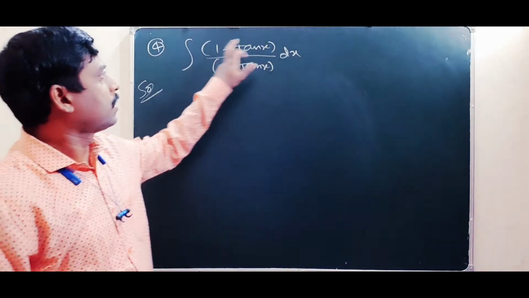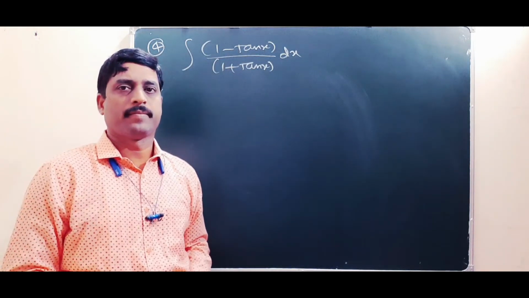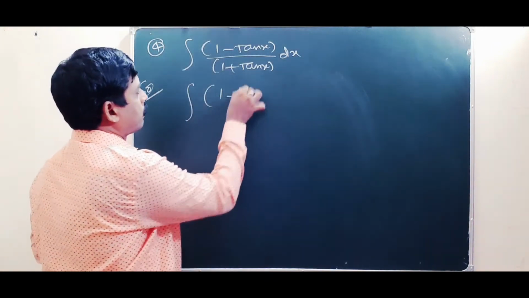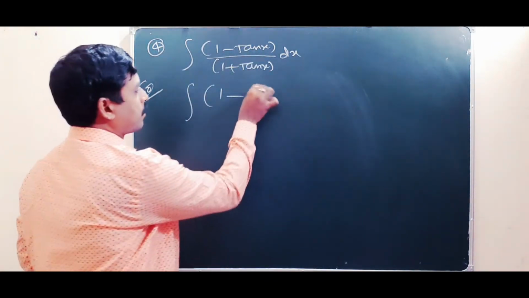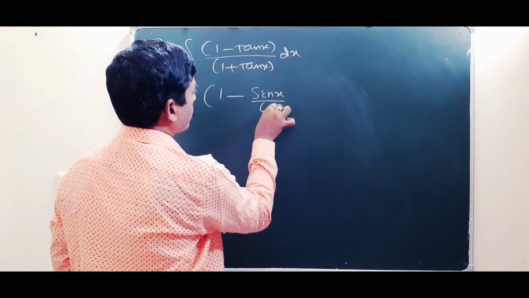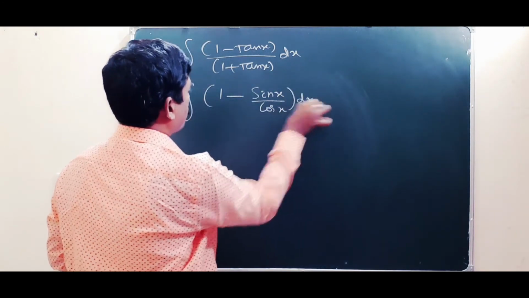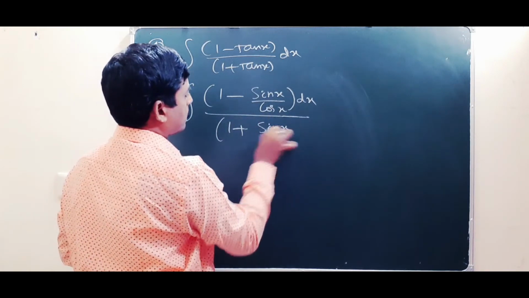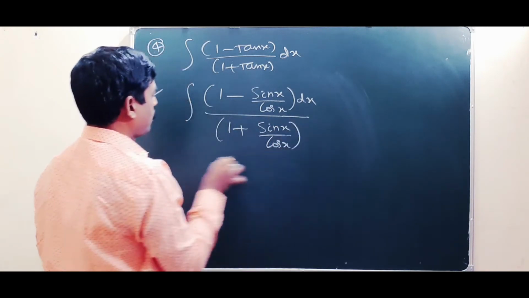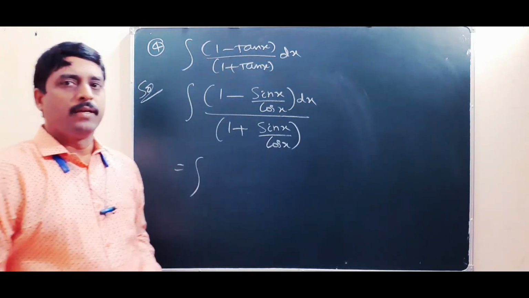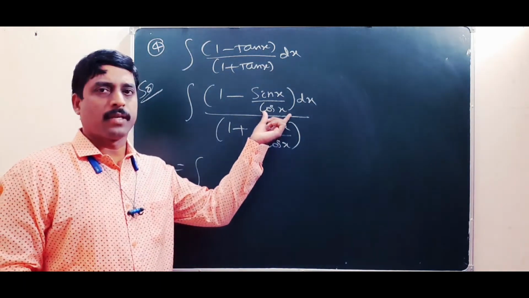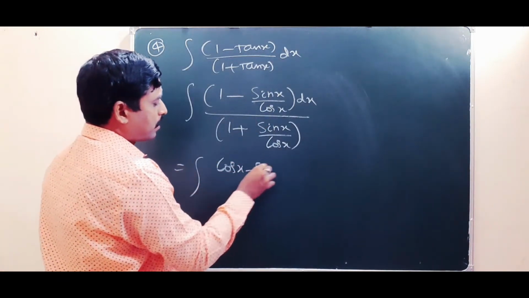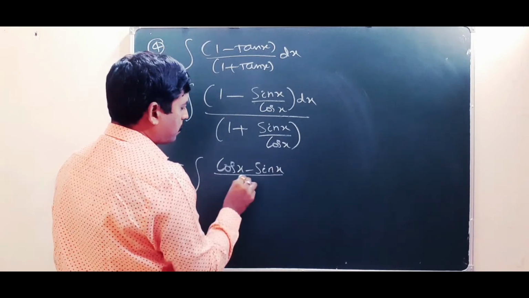Integral of (1 minus tan x) by (1 plus tan x) dx. Okay. We have the tan x formula, sin x by cos x, so 1 minus sin x by cos x upon 1 plus sin x by cos x. Let us do the LCM. What is the LCM? Cos x. So this is (cos x minus sin x) by cos x, upon (cos x plus sin x) by cos x.